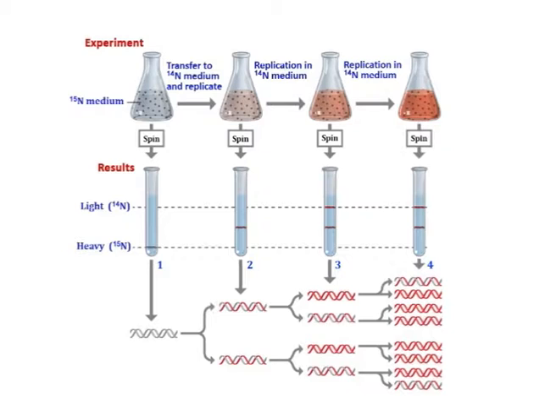Following a single round of replication, the DNA again formed a single distinct band, but the band was located in a different position along the centrifugation gradient. Specifically, it was found midway between where all the N15 and all the N14 DNA would have migrated. In other words, halfway between the heavy and the light bands.